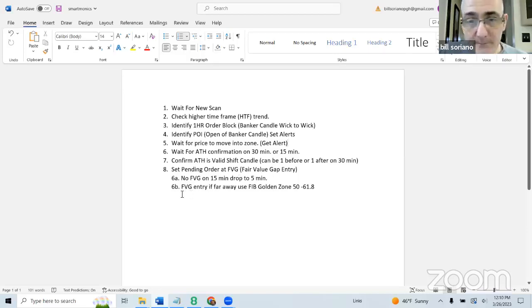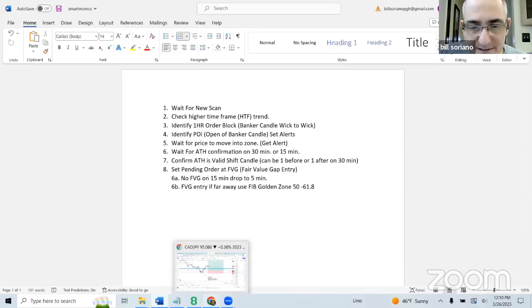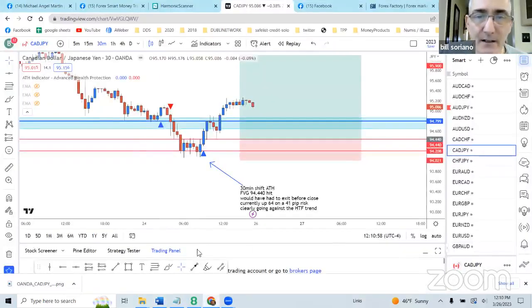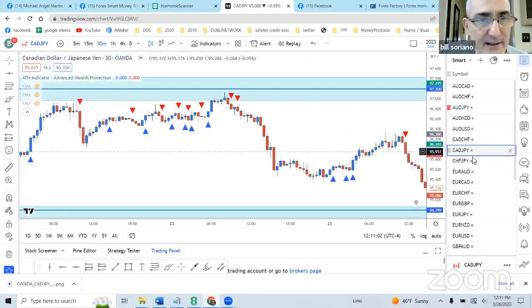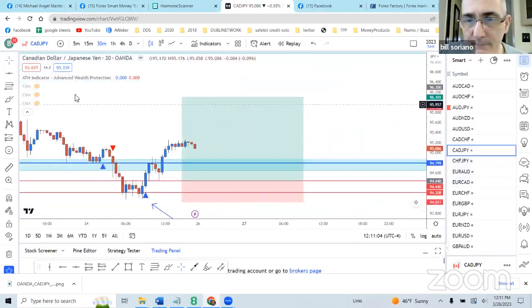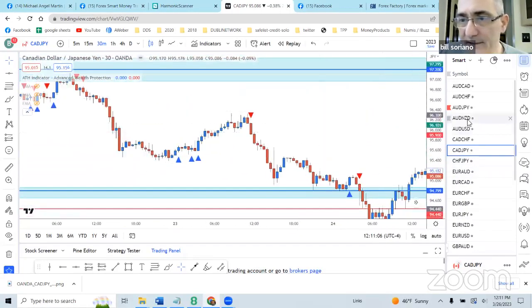Now, sometimes the fair value gap entry is very far away, right? And in that case, we could use a fib golden zone ratio of 50 to 61.8. This is a little more advanced, but basically what I'm saying is this. Let's say that, see if we could find a, can't really find anything there.